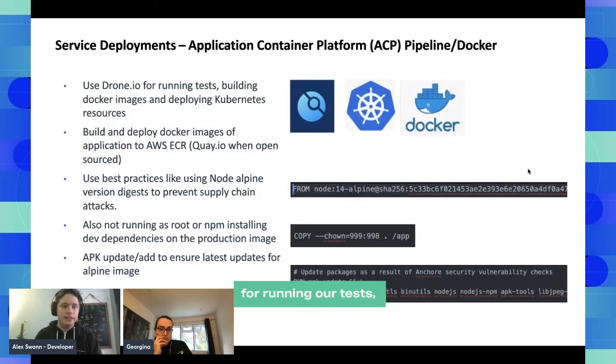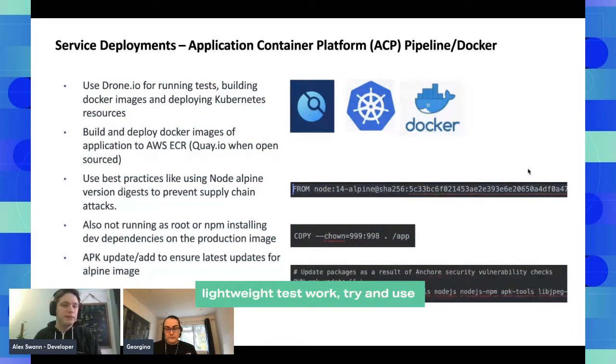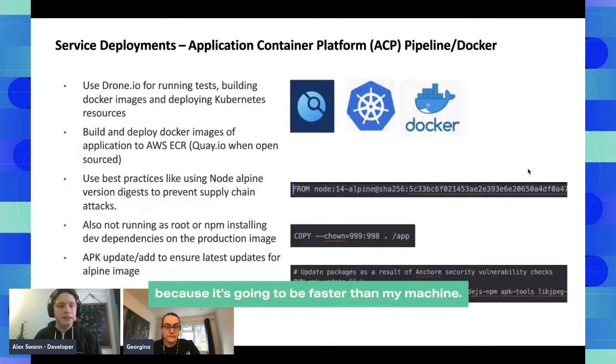We use Drone for running our tests, which you saw in the previous shot I showed you, and for automating the process of building Docker images, which, if you've got a slow machine and a bad internet connection, trying to do manually is a real chore. So I sometimes, even for just doing lightweight test work, try and use the Drone pipeline to do it, because it's going to be faster than my machine.